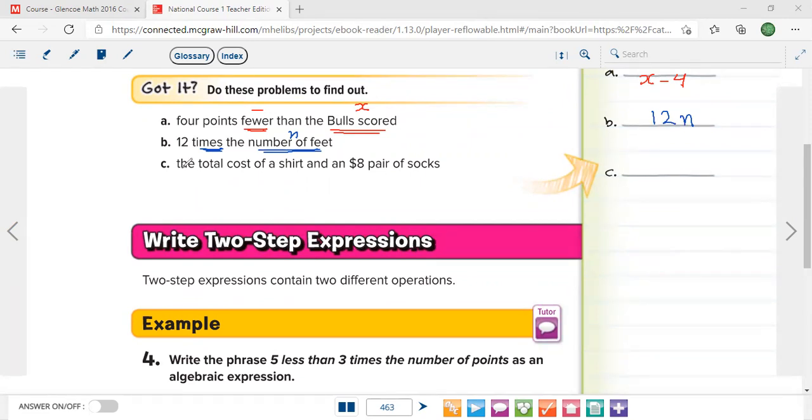Another problem. The total cost of a shirt and an $8 pair of socks. We don't know the cost of the shirt, so let's say that the cost of the shirt is C. So the total of C and $8 will be C plus 8. See how easy? For the unknown amount, you give it a letter, then you write down the expression normally, as you can see.